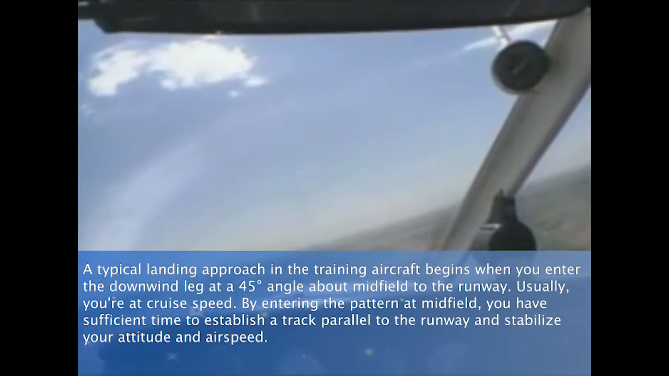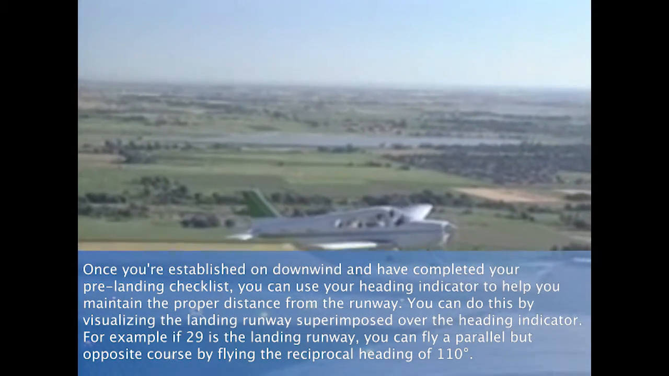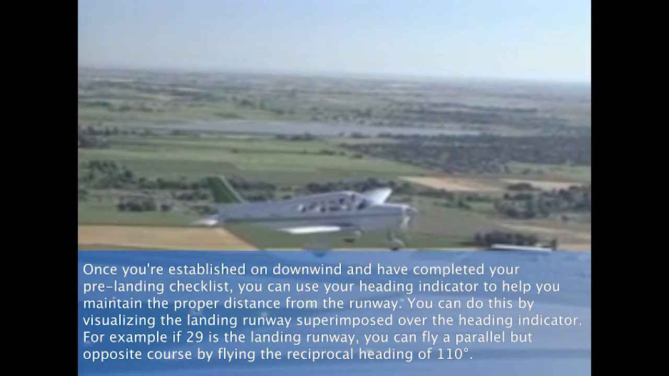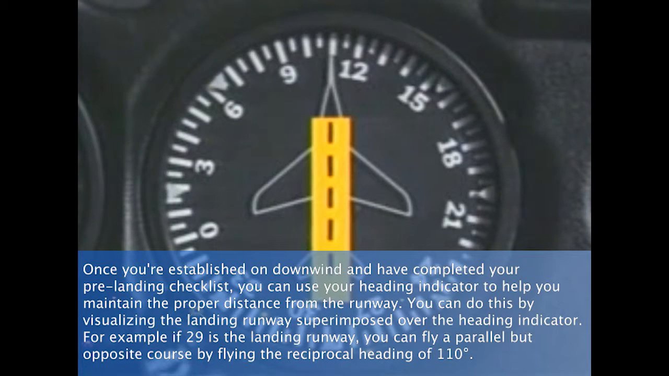your attitude and airspeed. Once you're established on downwind and have completed your pre-landing checklist, you can use your heading indicator to help you maintain the proper distance from the runway. You can do this by visualizing the landing runway superimposed over the heading indicator. For example, if 29 is the landing runway, you can fly a parallel but opposite course by flying the reciprocal heading of 110 degrees.